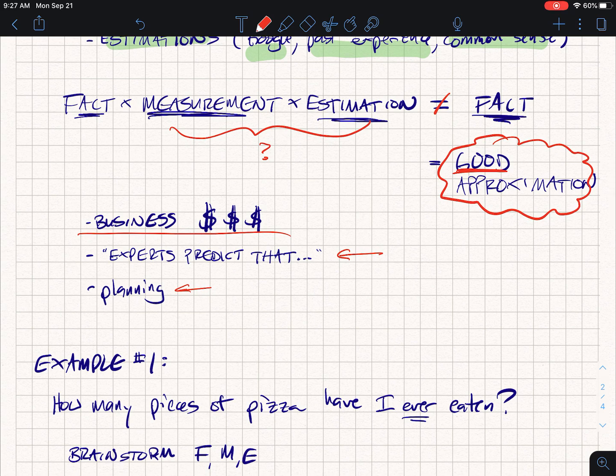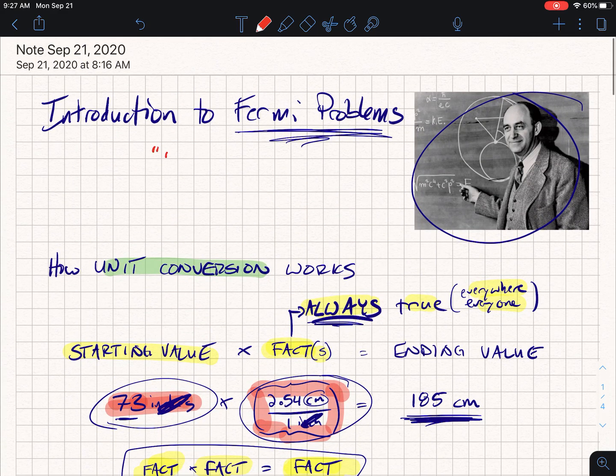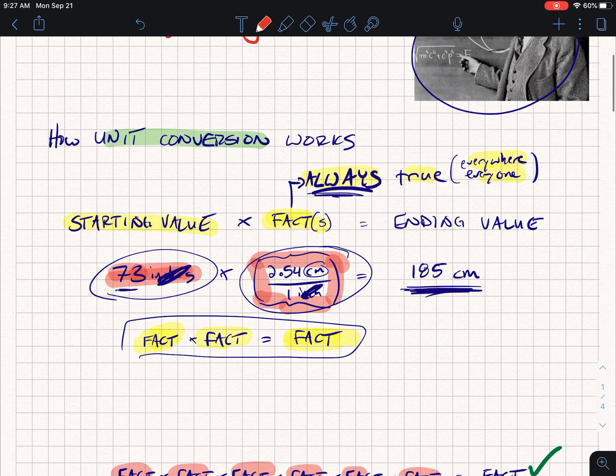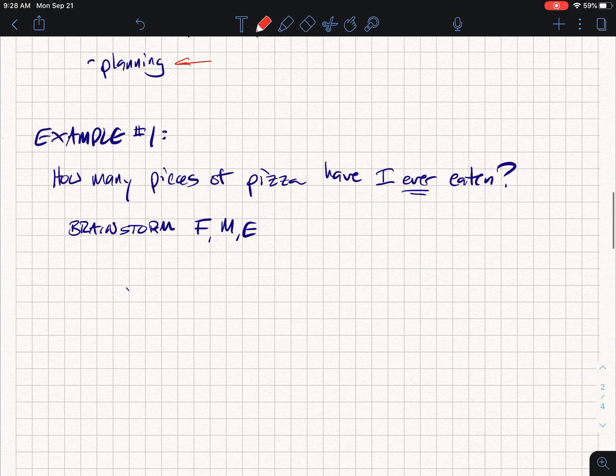And so the example that I'll give you guys here is going to have to do with the number of pizzas I have ever eaten. You can't Google this. Sometimes when I think about Fermi problems, I want you to think of these as being un-Googleable. Because I can ask Siri or Google how many centimeters is 73 inches, and they'll tell me that. If I said, hey Siri, how many pieces of pizza have I ever eaten? Well, let's find out. Hey Siri, how many pieces of pizza have I ever eaten?